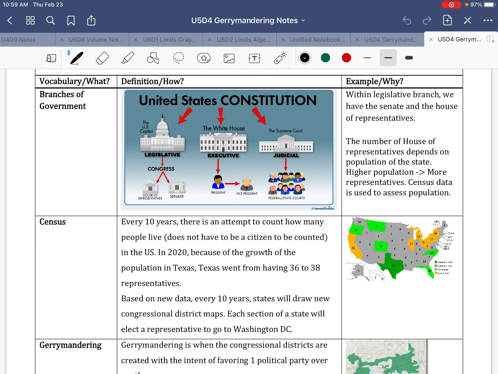So based on new data, every 10 years, states will draw new maps of congressional districts so that each district can elect one representative to go to Washington, D.C. and represent that section of the state. What you'll see on the right is a map of the United States and how many representatives different states have. You'll see that California has a lot, Texas has a lot, Florida has quite a few. And then New York also has quite a few. And then there's some states where the populations are just much lower, and so they have fewer representatives.